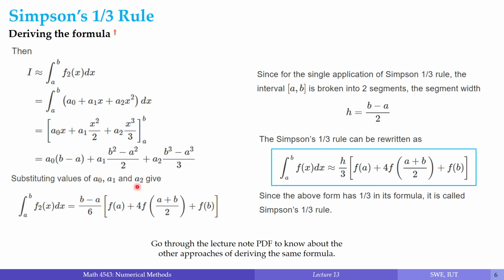So we can rewrite the whole formula as: the approximation of the area under the curve f of x, which means the integral of the function f of x with respect to dx from the lower limit a to the upper limit b, is approximately equal to h by 3 times f of a plus 4 times f of a plus b by 2 plus f of b. This whole formula is called Simpson's 1 by 3 rule.